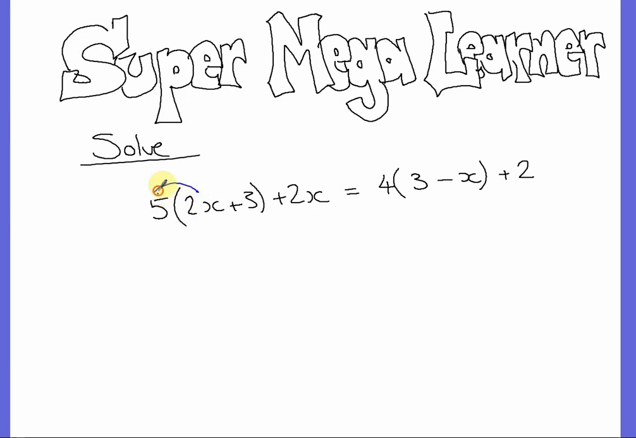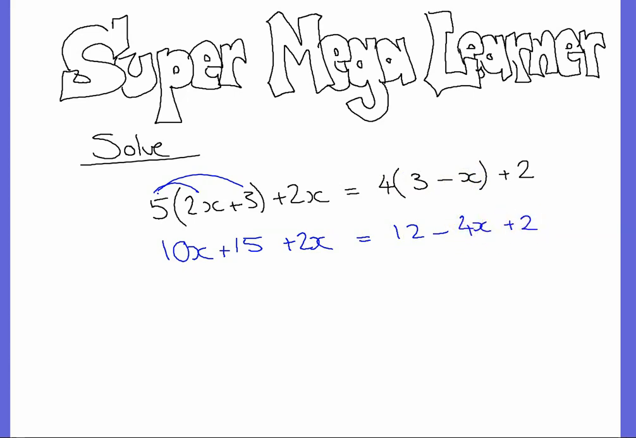So 5 of this bracket, so we've got 5 lots of 2x, 10x, and 5 lots of 3, 15. But we also have this random little 2x there, so we're just going to write that down. 4 of this bracket, so 4 3s are 12, and 4 single x's, or minus 1x's, is minus 4x. But we've got a plus 2.